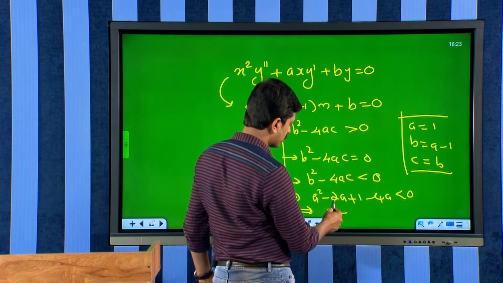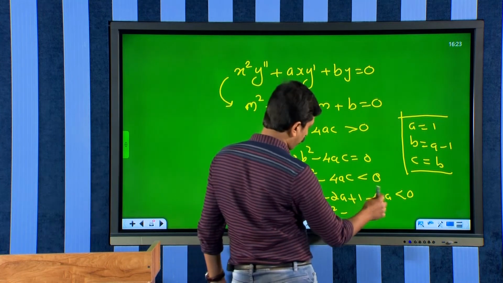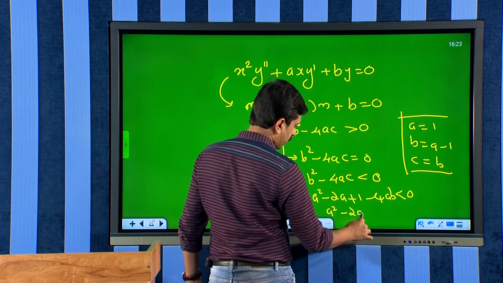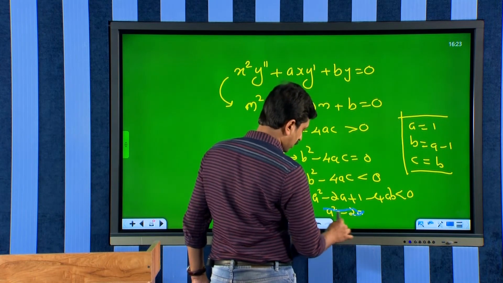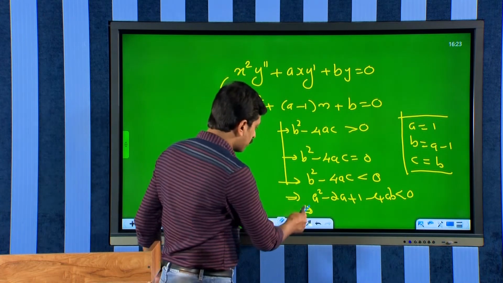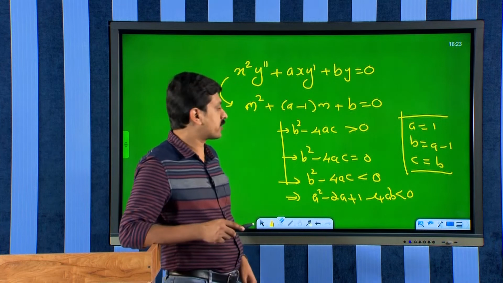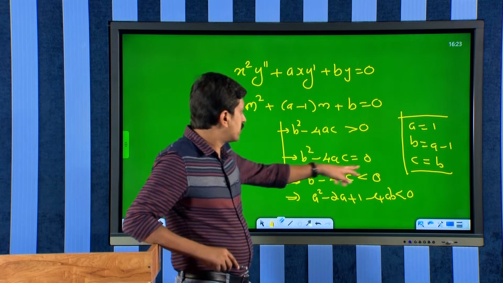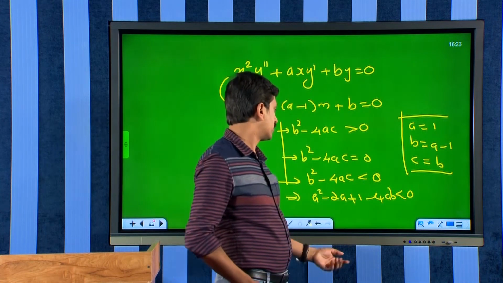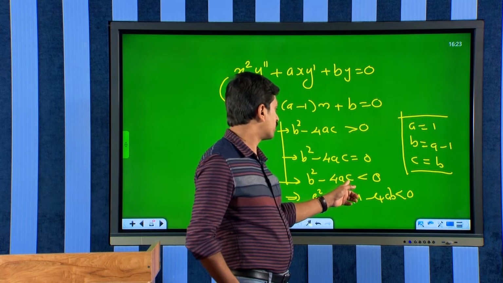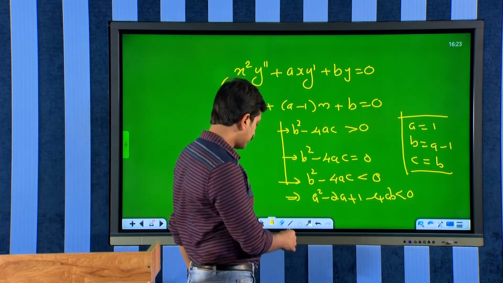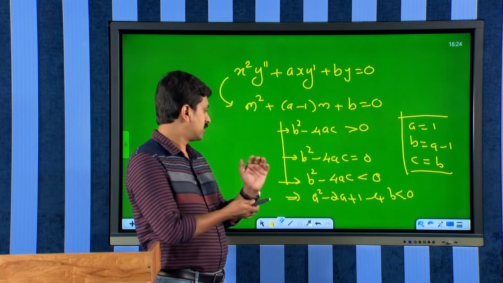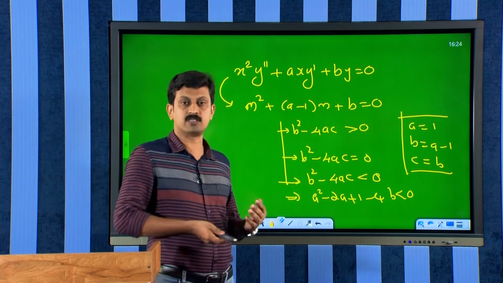The value of c is equal to b. So a square minus 2a plus 1 minus 4ab is less than 0. The value of b square is equal to a minus 1 whole square, that is a square minus 2a plus 1, minus 4 into 1 into the value of c, which is b, that is minus 4b. Therefore, a square minus 2a plus 1 minus 4b is less than 0.